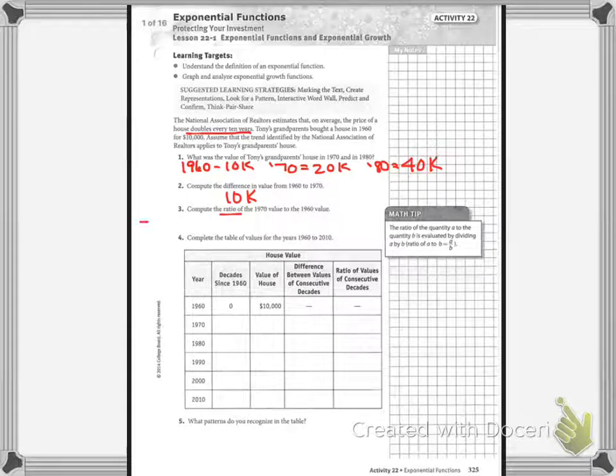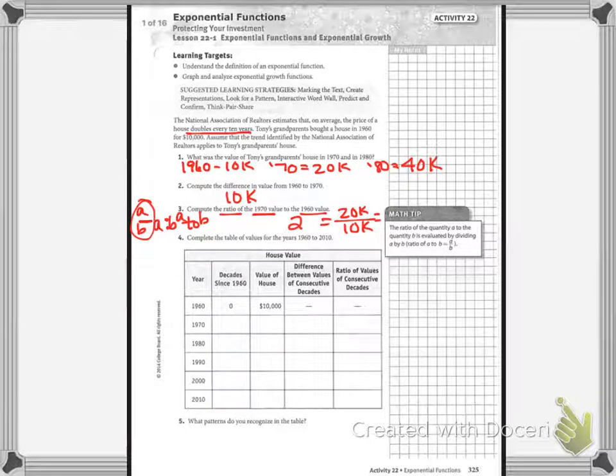And the ratio of 70 to 60, and remember ratios, from 6th grade, we can write it as a fraction, we can use a colon, or we can use the word "to." Of course we're going to be using a fraction. A compared to B, A colon B, A to B. And order matters. So 1970 is first, so this is going to be your numerator. The value in 1970 was 20,000 over the value in 1960 was 10,000. So that means that we can simplify that to 2.